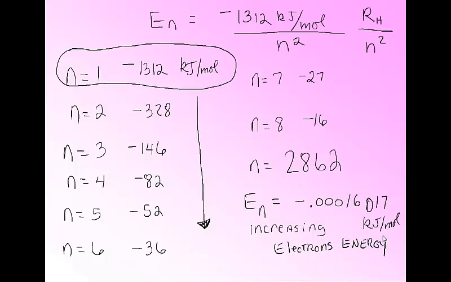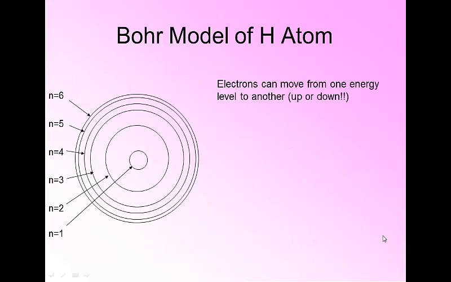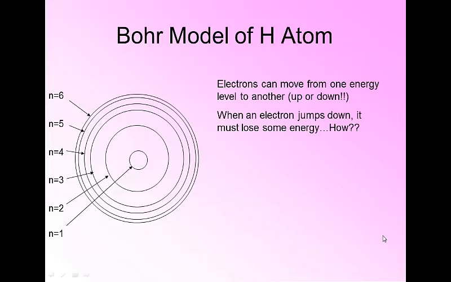You are increasing the electron's energy as you get further from the nucleus, and that's a bad thing because it's an unstable thing. Electrons can move from one energy level to another, up or down. When an electron jumps down, it must lose some energy. How? That energy is given off as a photon of light. It's the difference between a higher energy level and a lower energy level. The electron does not need it.